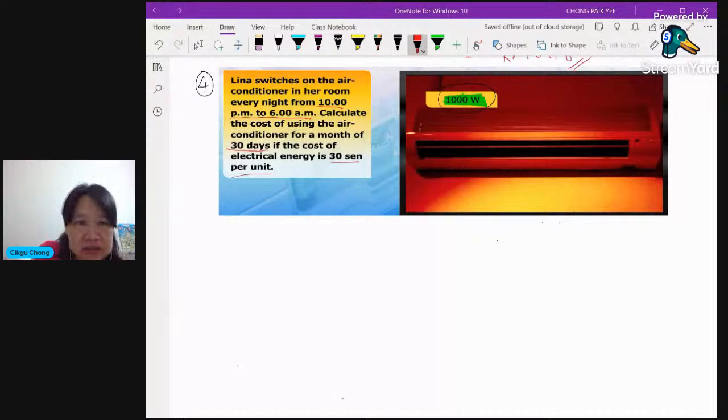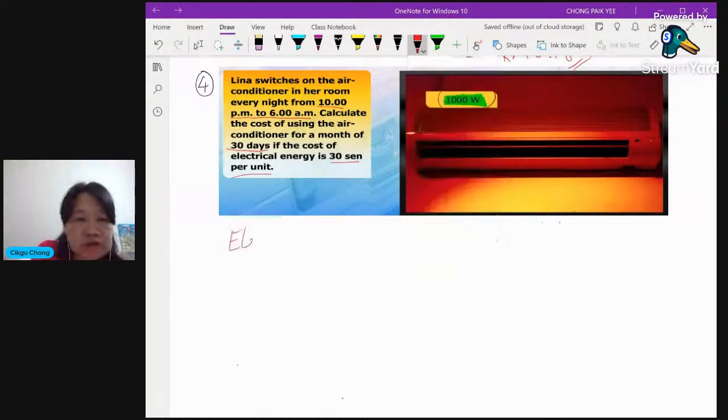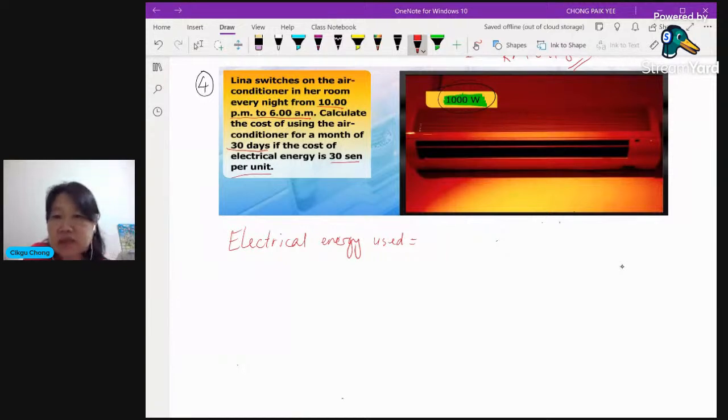Don't worry, don't get scared with so much information. Write down your formula first, which is electrical energy use. First of all, you have to calculate how much electrical energy you use. Do it with me together. If you're faster than me, very good, just type your answer in the chat and I'll check it afterwards. I need to go slower for the benefit of the students who are a bit slower to catch up. If you're fast, no problem, carry on. Electrical energy use, don't forget, is in kWh, so power must be in kW.